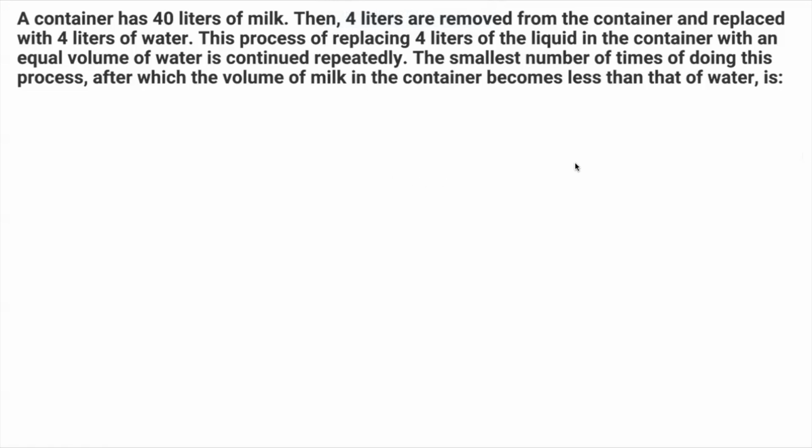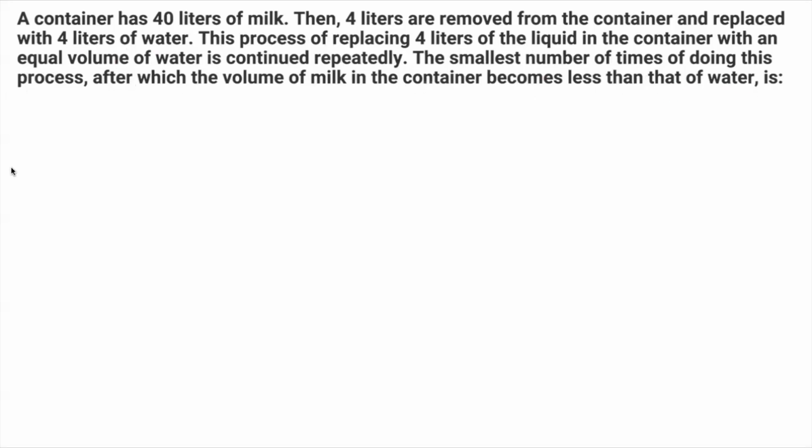Okay, this is one of the simplest questions in this lot, guys. A container has 40 liters of milk. Then 4 liters are removed from the container and replaced with 4 liters of water. This process of replacing 4 liters of the liquid in the container with an equal amount of water is continued repeatedly. The smallest number of times of doing this process, after which the volume of milk in the container becomes less than that of water, is?